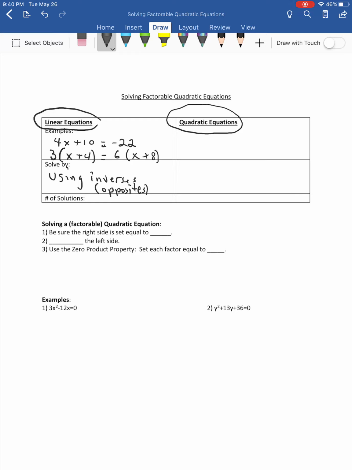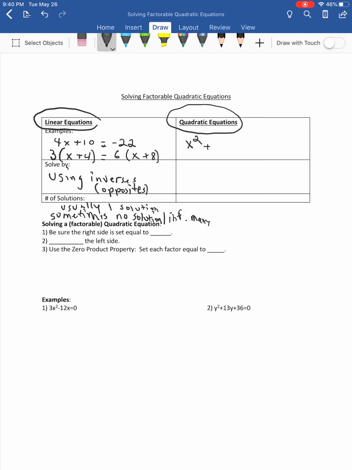Okay? And you should remember that linear equations have usually one solution, but they can sometimes have no solution or infinitely many. Okay, so that's linear equations. Quadratic equations, here's an example of a quadratic equation.